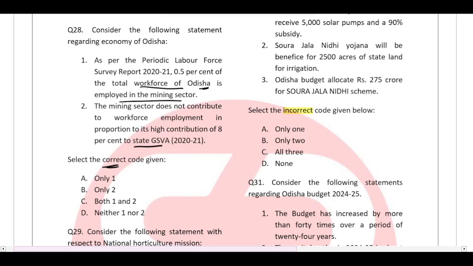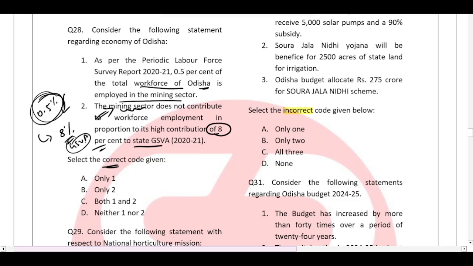If you look at here, even though the mining sector is almost contributing to 8% of the state gross value addition, how many people does it employ? Just 0.5% of the total workforce. So even though in terms of value the mining sector contributes a lot to Odisha's economy, it just employs 0.5%. So this is a stark reality, a unique fact. So you should be aware about such unique stark realities and stark facts which can come in the exam.